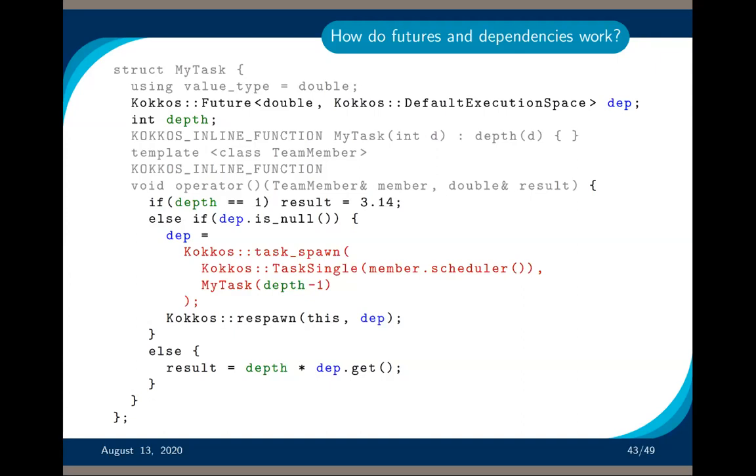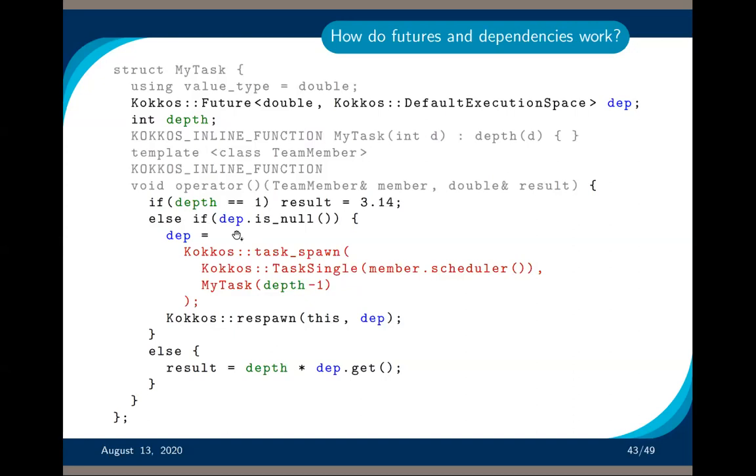It's being silly a little bit, but we're gonna make a recursive chain here. So we spawn a child task that is of type my task on our scheduler, right? On the same scheduler that this was spawned on. So member.scheduler is how you get the scheduler out. And we're going to spawn it with depth minus one so that we actually hit our recursive base case eventually, right? And then we can't do anything with that dependency until we or someone else depends on it, right?